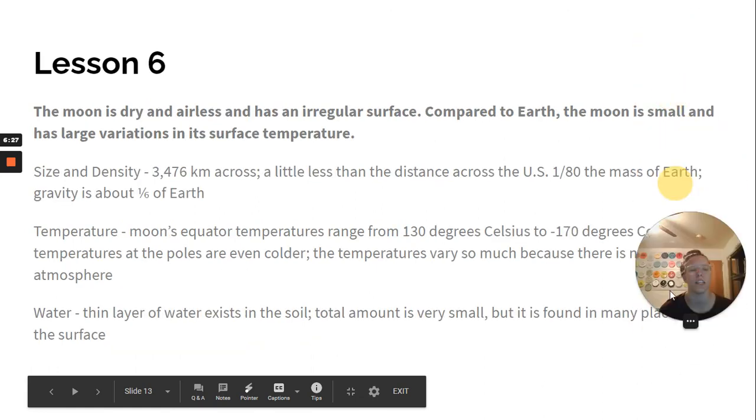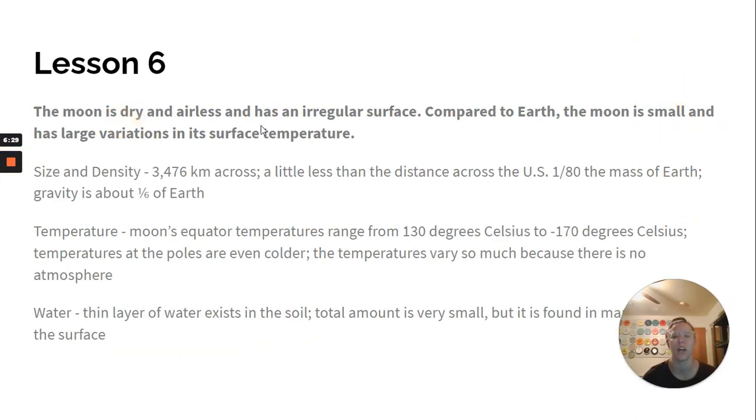And last but not least, lesson 6, the moon is dry and airless and has an irregular surface. Compared to Earth, the moon is small and has large variations in its surface temperature. Size and density is 3,476 kilometers across, which is a little less than the distance across the US. 1/80th the mass of Earth, which is on your test.